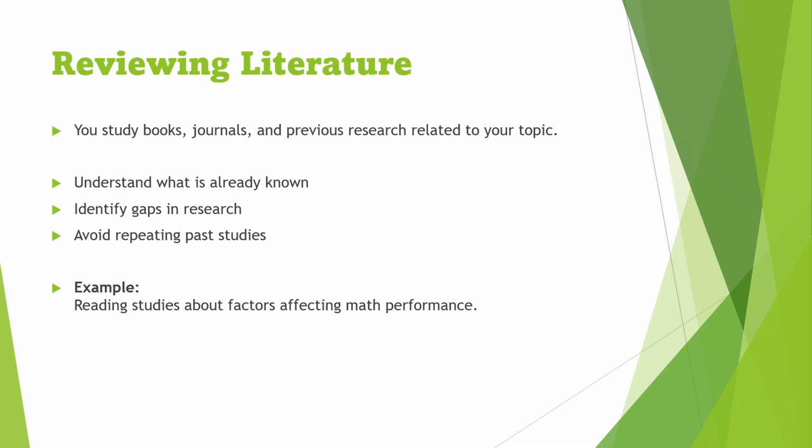You study books, journals, and previous research related to your topic. You have to find whether some people have already conducted research on this topic, by reviewing their old books and journals. Understand what is already known, because you should not repeat the same research and you should not give the same conclusions. That's why you have to review the literature. Identify the gaps in research. If they have conducted the same research, check how many years back they conducted it. Like this, you have to review the literature and avoid repeating the past study. Example, reading studies about the factors affecting maths performance.